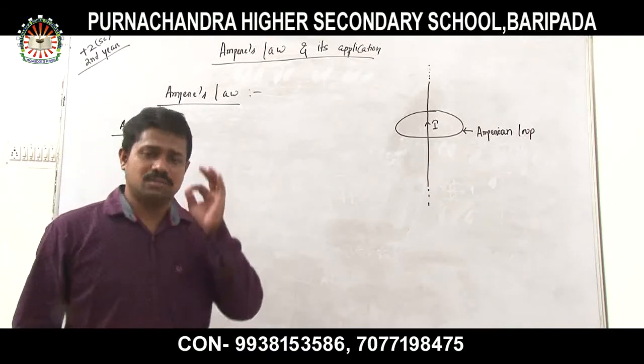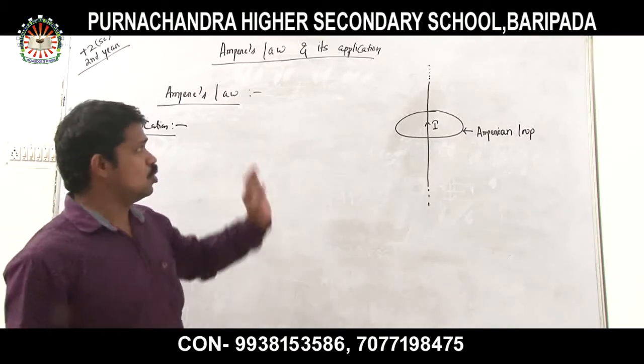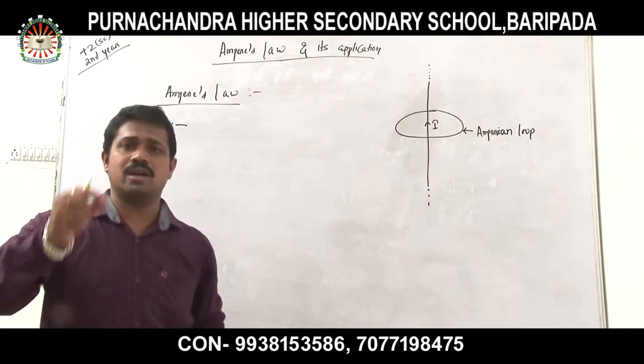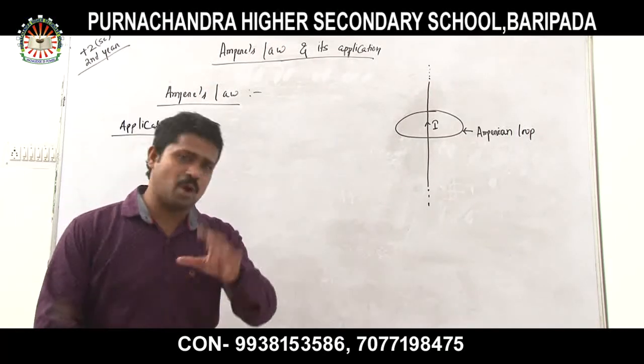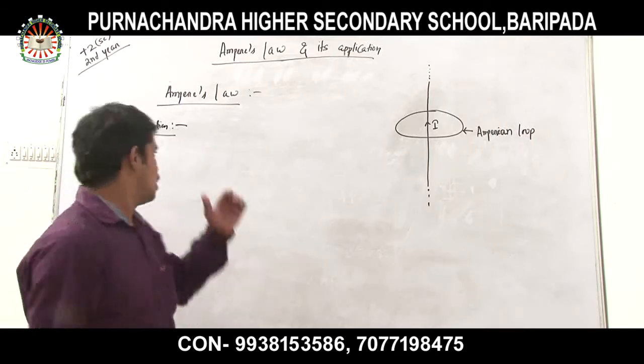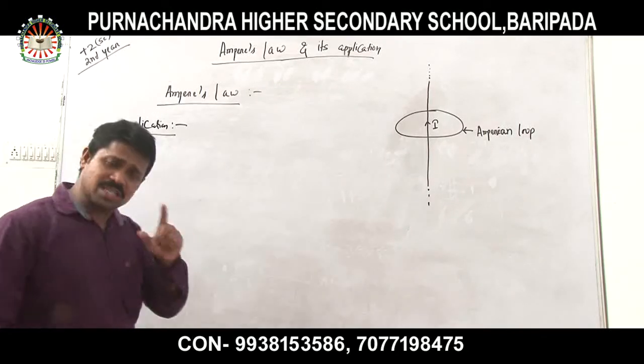To calculate the magnetic field due to a straight infinite current carrying conductor at some point, any point around it. Clear all of you? This is the first application. We will discuss one by one. Then what is the second application?